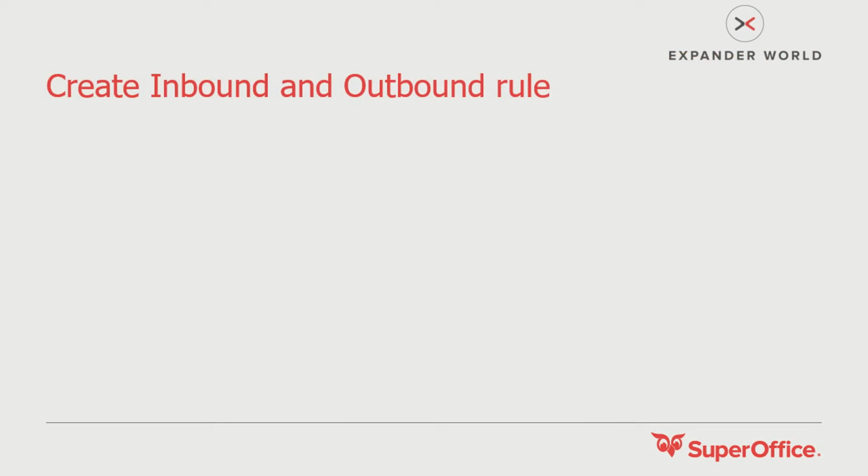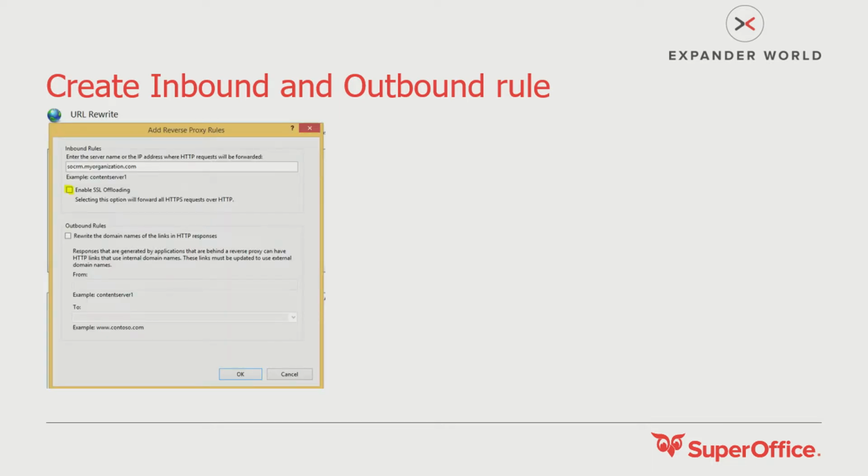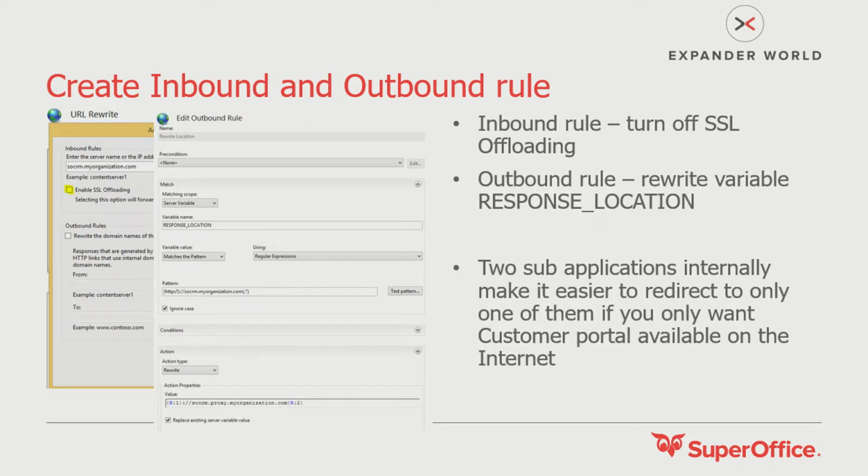And all of these rules are also discussed on Tech Talk. But you set up both inbound and outbound rules. When you set up the inbound, remember to uncheck the enable SSL offloading. The inbound rule is for incoming requests to reverse proxy to pass it into the inside server with SuperOffice. The outbound rule is the opposite, to change or rewrite the request back from the inside server to the internet.